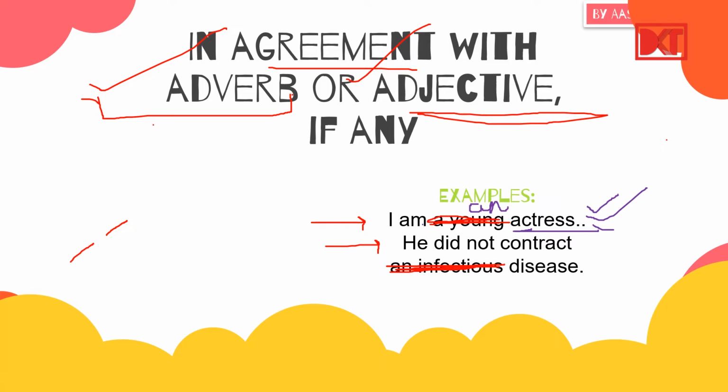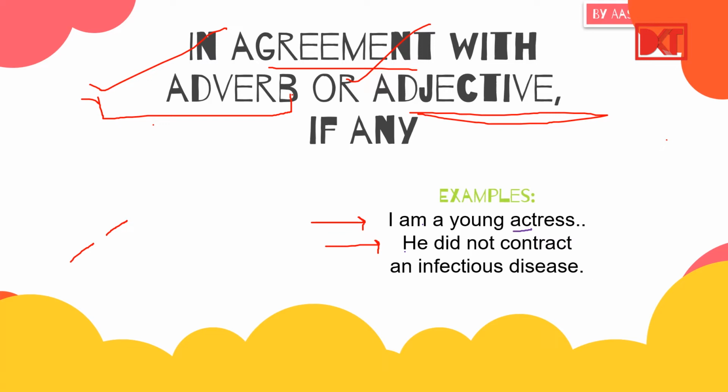Right? Of the next example, he did not contract dash disease. Now here, with disease we have to use an article. So disease is singular, it is countable, but it is beginning with a consonant sound. And the ones which begin with a consonant sound, we use the article a. Right? But now you have to notice the difference. Here we have a young and an infectious, so which articles will be used here?